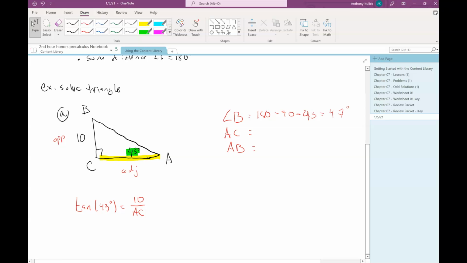So now we just need to solve for AC. To solve for AC, we got to get that AC out of the denominator. How do I do that? Good. Multiply both sides by AC.